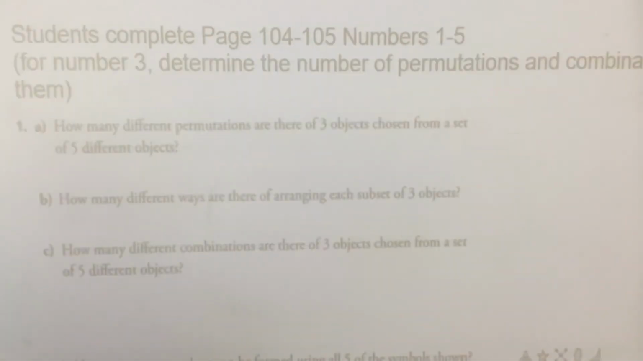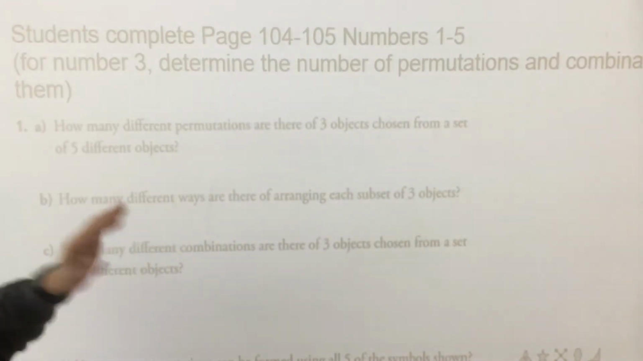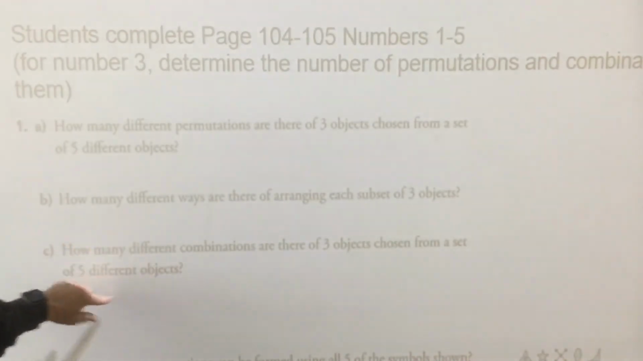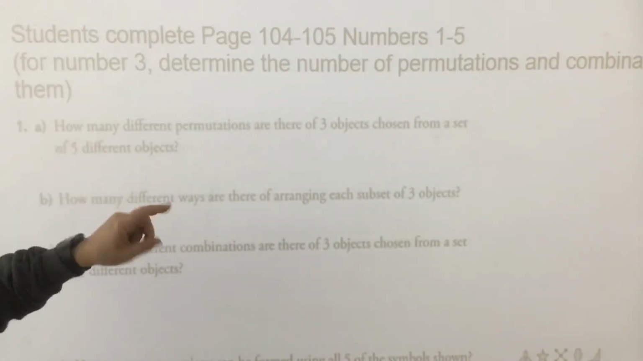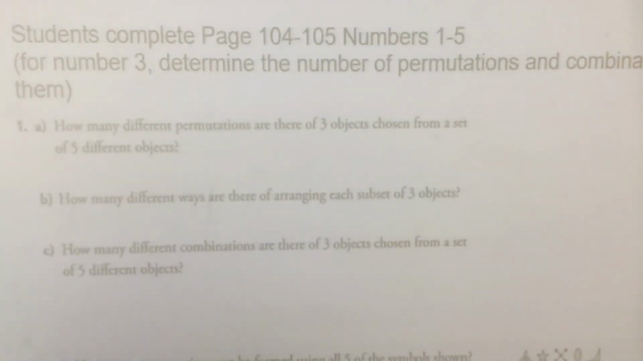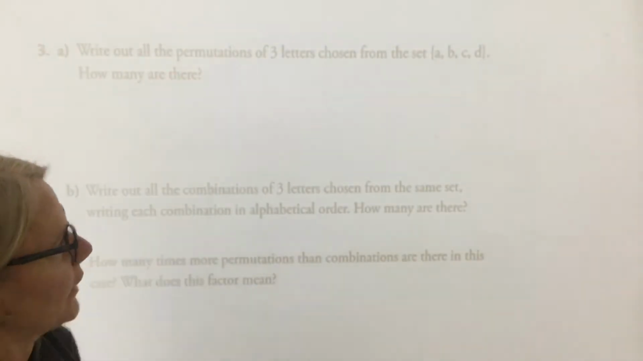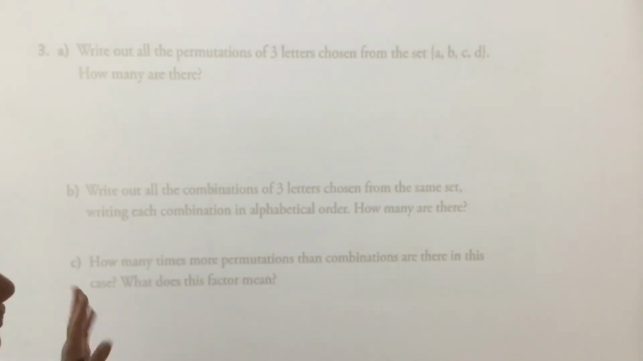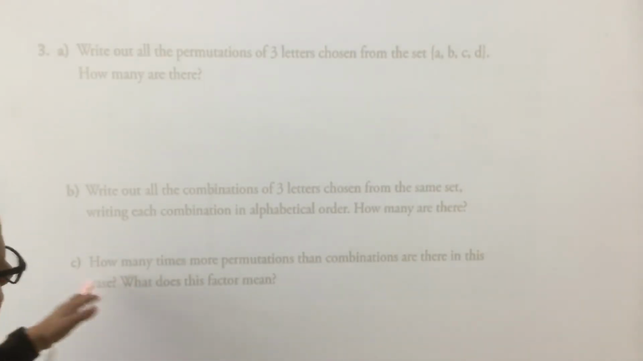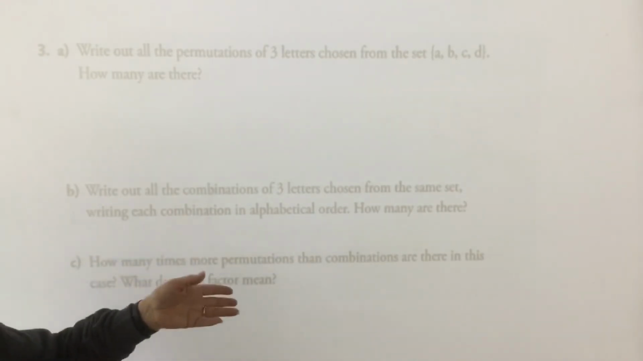So next, you're going to practice some. You're going to pause the video, and the practice problems are on pages 104 to 105, numbers 1 through 5. When it asks you to determine the number of permutations and combinations, if it says to actually draw them out, I think it's number 3. It says write out all the permutations of 3 letters. Don't do it. That's way too time consuming. We really want to cut to the chase and figure out how many there are.